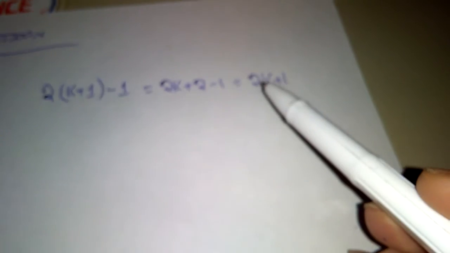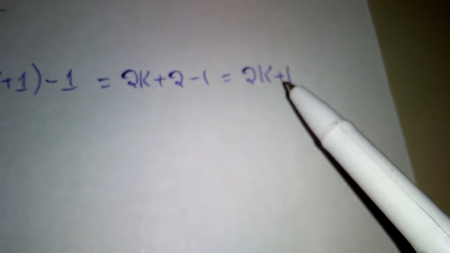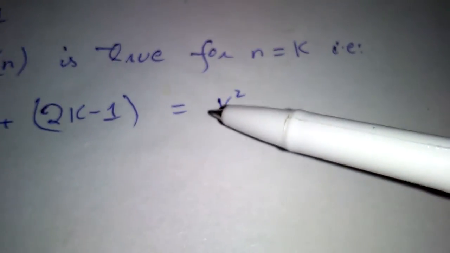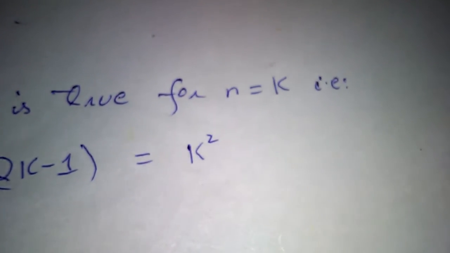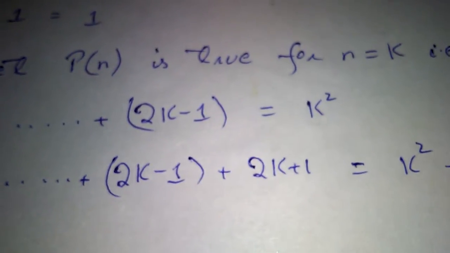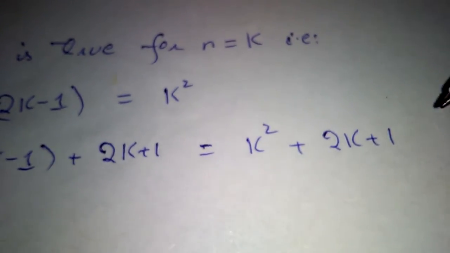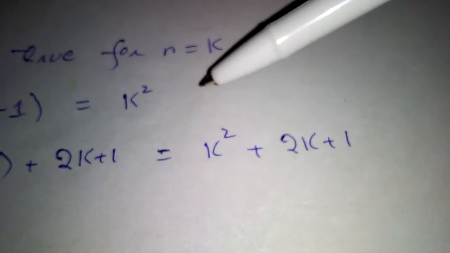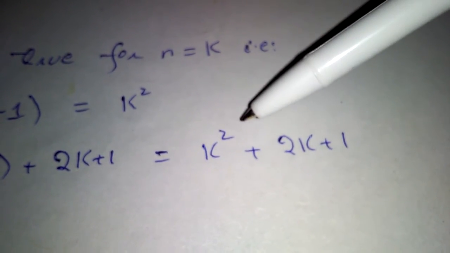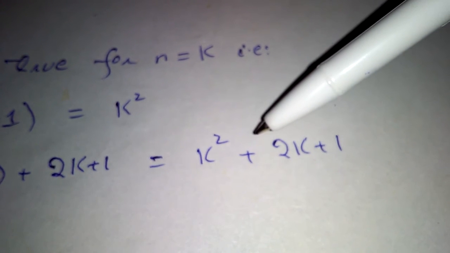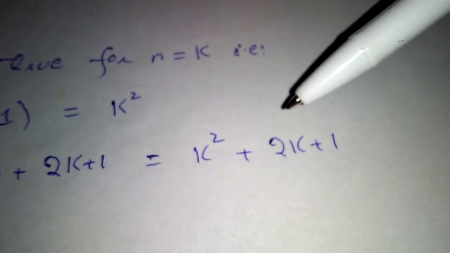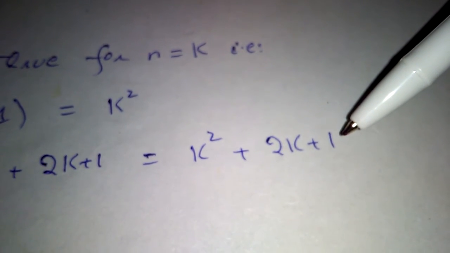We have to add up 2k plus 1 at both sides. So let me write down the two values over here. So you can see now I've just added up 2k plus 1 at both sides over here. So now things are getting quite easy for me. You can see that this is an expansion of your k plus 1 whole square formula.